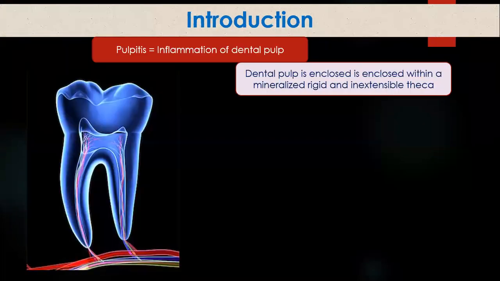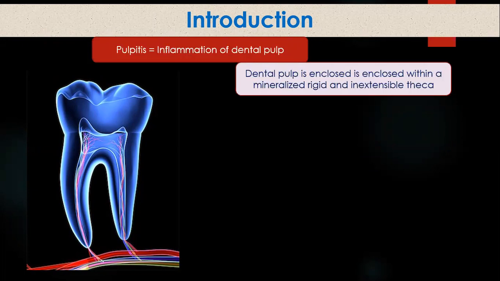So coming up to the introduction part, as we know, pulpitis equals inflammation of the dental pulp. So pulp itself is a very complex organ, and it is richly innervated, highly vascularized. However, in spite of that, it has a good capacity of preserving its integrity of the pulp dentin complex.